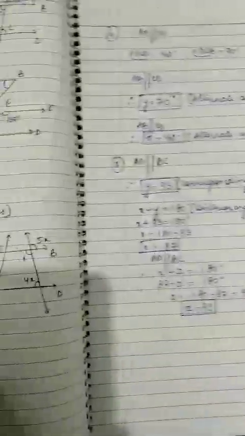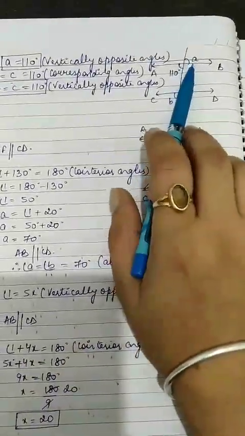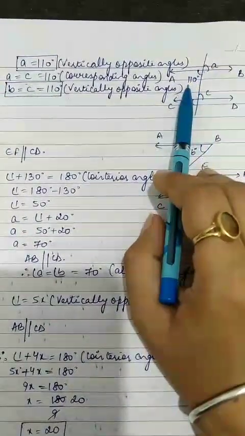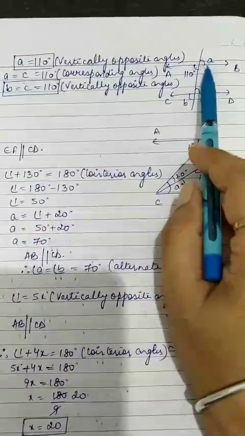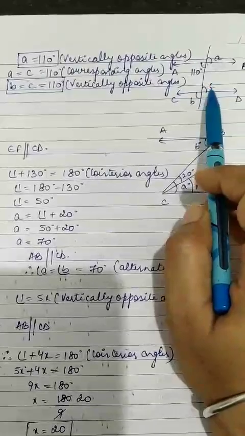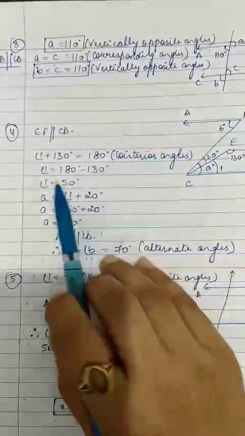Now question number 3, children. This is the figure given to you again. We have to calculate here the value of A, B and C. So A is equal to 110, vertically opposite angle, and AB is parallel to CD. Therefore A is equal to C, corresponding angles. It is equal to 110 and C is equal to B, vertically opposite angle, which is 110.